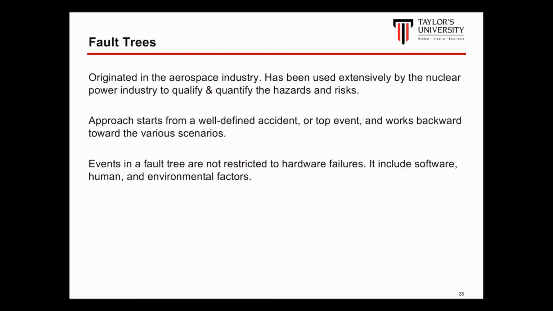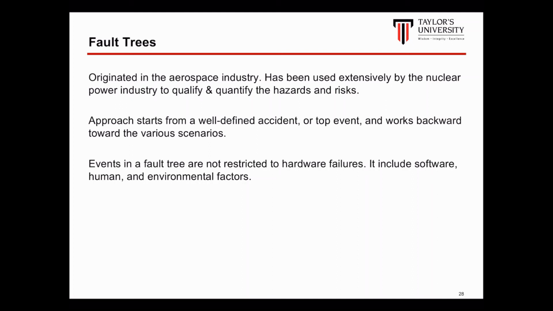After we have talked about event tree analysis, the other trees that we often use for safety analysis or risk assessment is what we call fault tree. Fault tree started in the aerospace industry, and it has been extensively used by the nuclear power industry to qualify and to quantify the hazards and risks. So it is slightly different from event tree. It normally starts with a well-defined accident, or what we call a top event, and then works backwards through the various scenarios to the root cause.